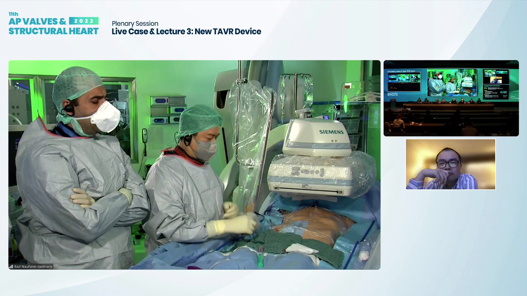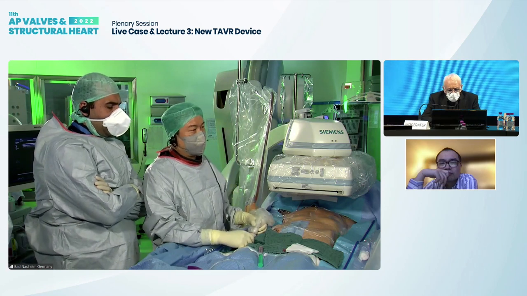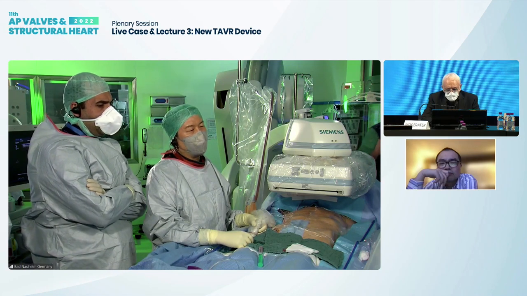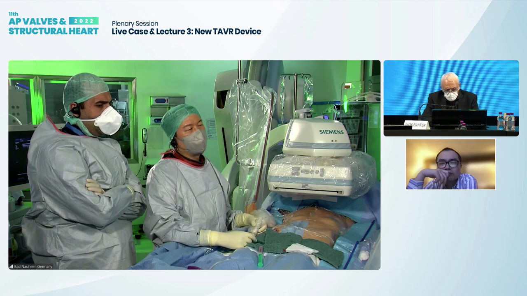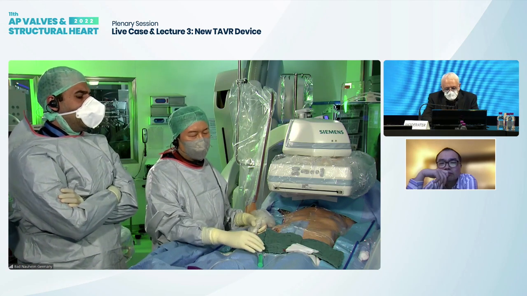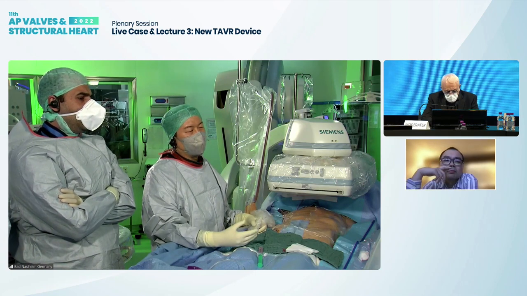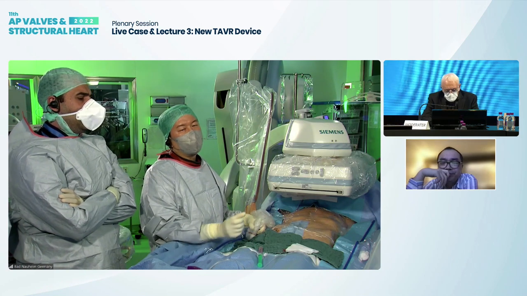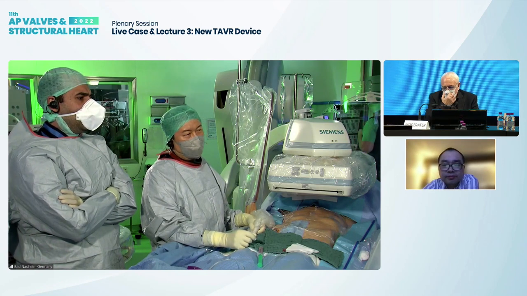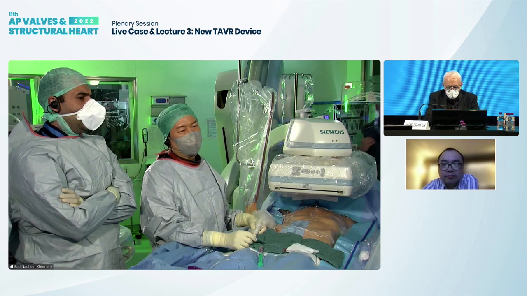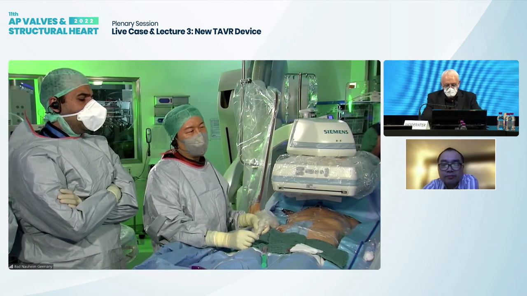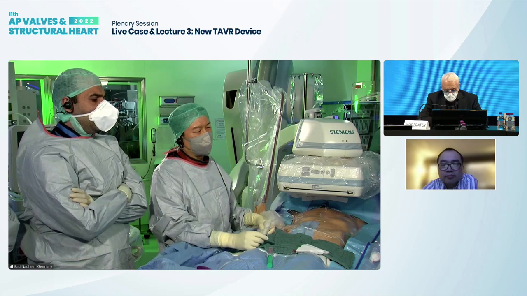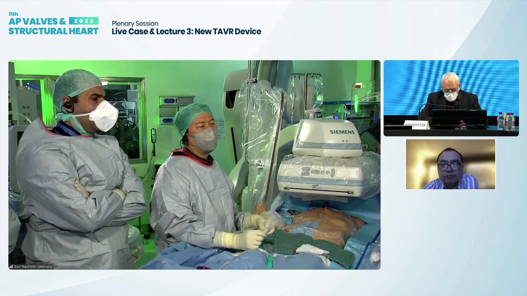Just another question. How many sizes do you have? Give us an idea. The Accurate Neo is available in three sizes, S, M, and L, and officially covers an annular range between 21 and 27 millimeter. Our experience in the past few years has shown that a little bit more oversizing is beneficial for the outcomes, and this prosthesis can cover the smaller sizes more favorably, so an annular size of 19 to 20 is no problem. We would not recommend implanting this device in annular sizes exceeding 26.5, because then the amount of oversizing probably is not sufficient.